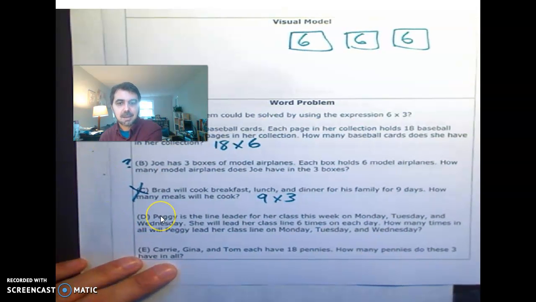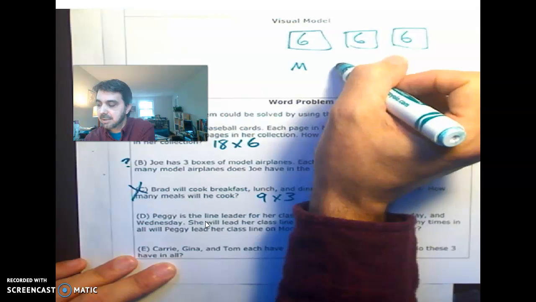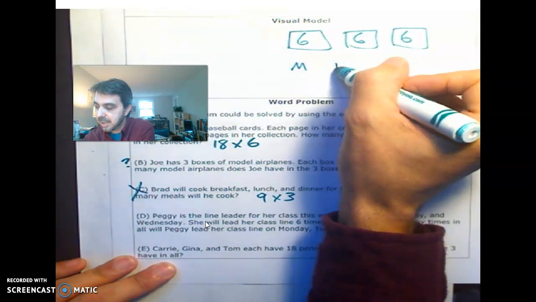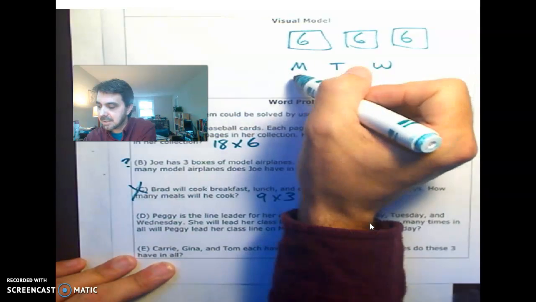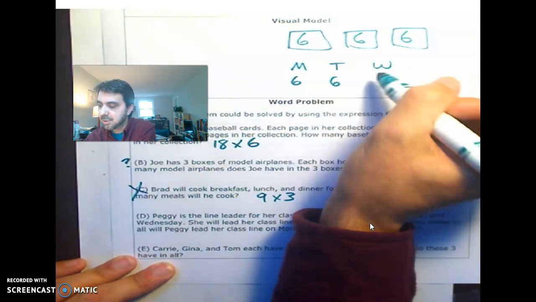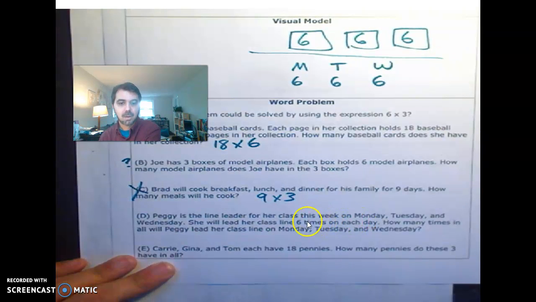All right. This one says, Peggy is the line leader for her class this week on Monday, Tuesday, and Wednesday. So that's 3 days. She will lead her class line 6 times on each day. So 6 times on Monday, 6 times on Tuesday, and 6 times on Wednesday. Here, I'll draw a line here. How many times in all will Peggy lead her class line on Monday, Tuesday, and Wednesday?